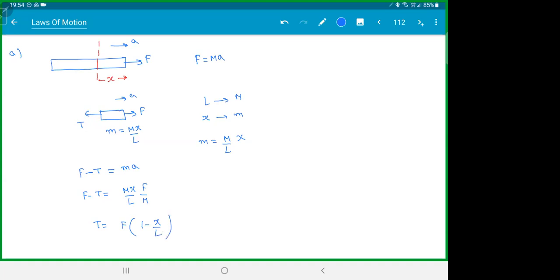Please check. And I didn't ask you this, but if you try to plot the graph, tension versus x coordinate, we have a graph something like this. The tension starts here at F and becomes 0 here at x is equal to L. That is a graph, T versus x graph.